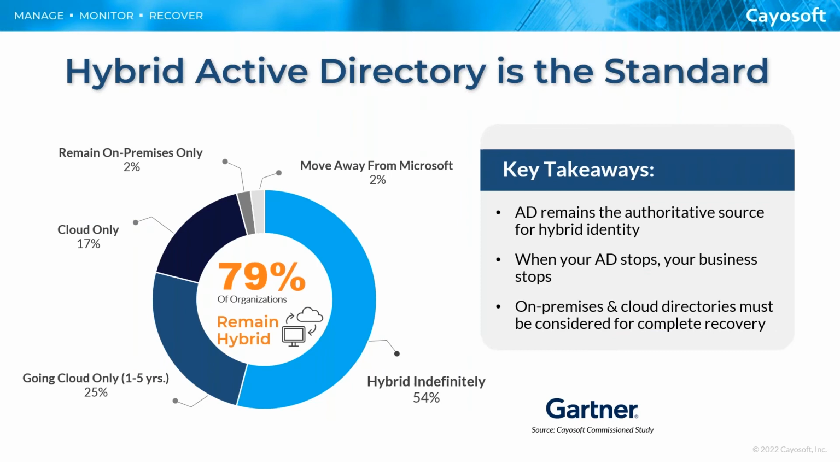Part of what we did in this study was also ask, where are you in terms of hybrid? And what we found is the current status was that about 79% of the 300 or 400 people that were part of the study were actually in hybrid and had plans for at least the next 3 years to pretty much continue with hybrid. That's great news for Cayosoft because this is what we do as a company. We build solutions for hybrid management.